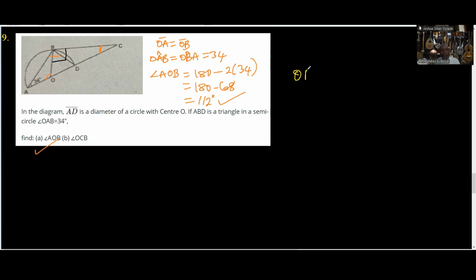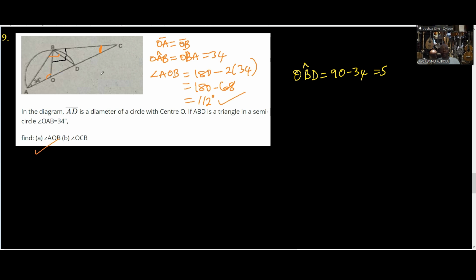So we can say angle OBD is 90 minus 34. So what is 90 minus 34? 56 degrees. That angle OBD is the same thing as ODB because this is a radius and this is a radius. So ODB is also equal to 56 degrees. Okay? Yes, sir.